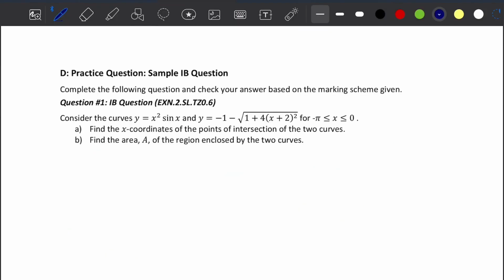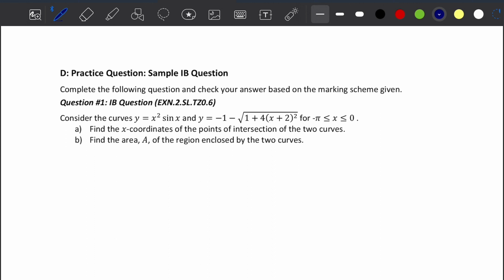Then let's try an IB question. So here I have question number 1 from the example paper, paper 2, essay, time zone 0, and the question number 6. So we need to consider the curves y equals x squared times sine x and y equals negative 1 minus square root of (1 plus 4 times (x plus 2) squared) for x values between negative pi and 0.